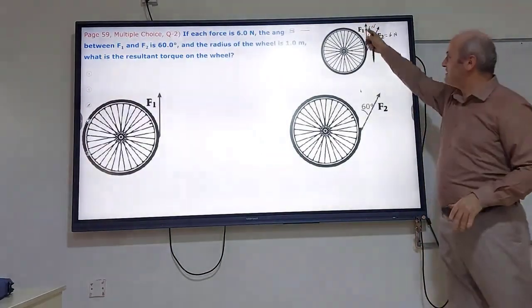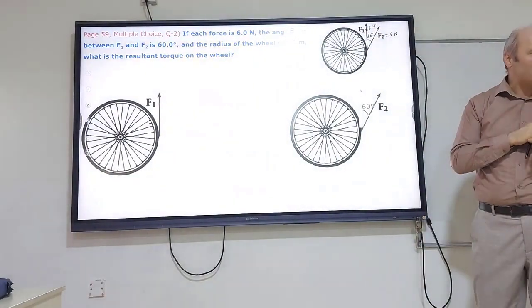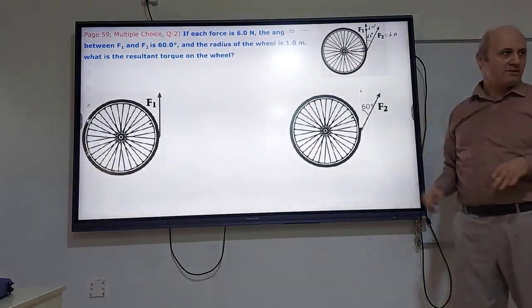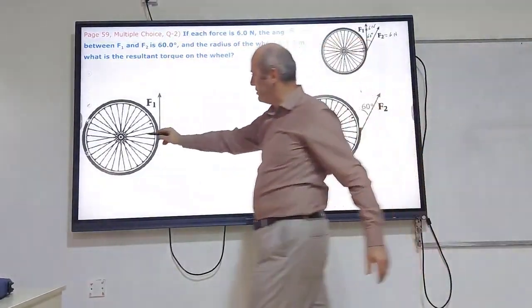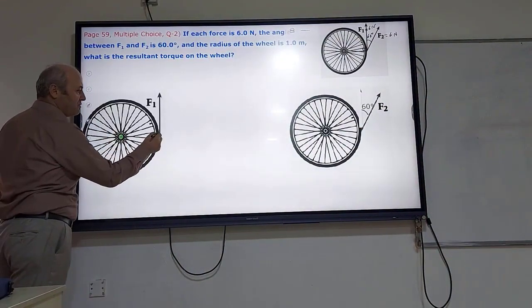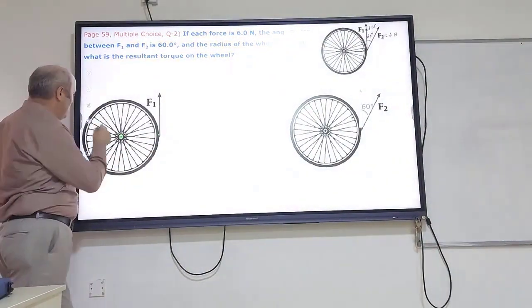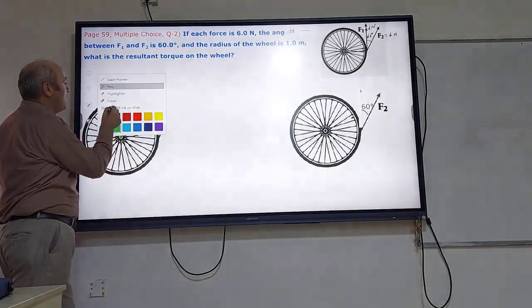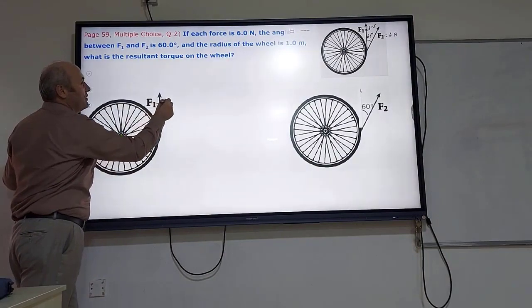When I check, F1 is acting tangent to the wheel, which is perpendicular to the radius. The axis of rotation is in here. So it's very easy. This is the axis of rotation. This is where the force is acting. Then I can find the torque of F1 easily. Torque of F1. F1 is 6 Newton.